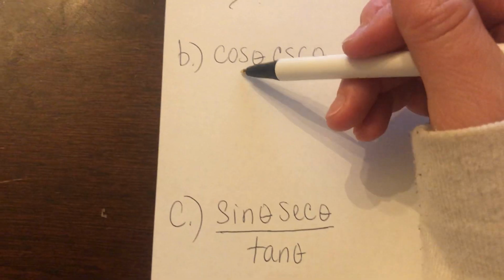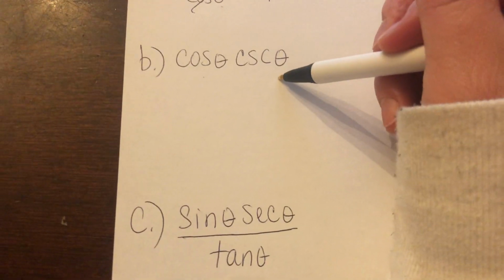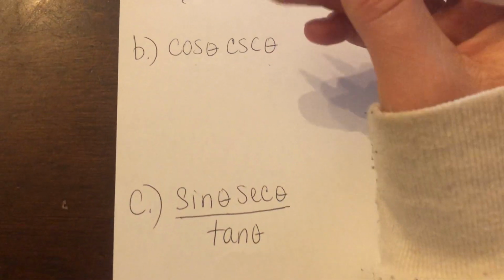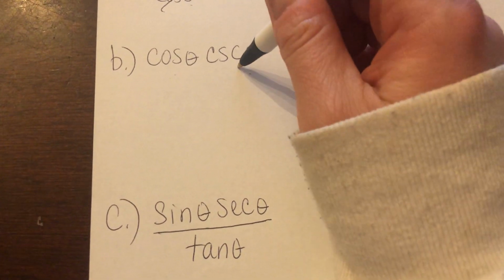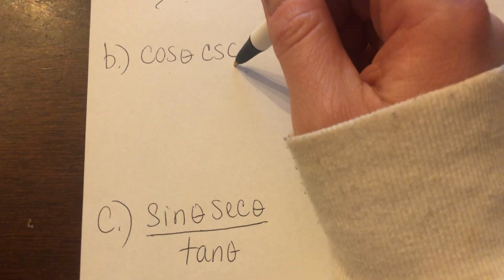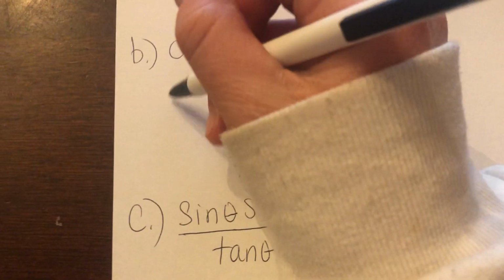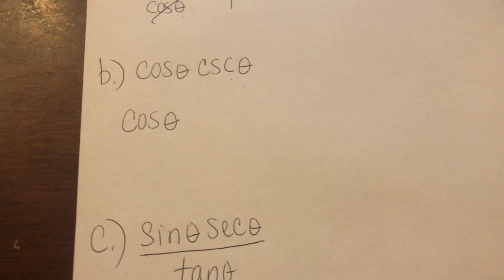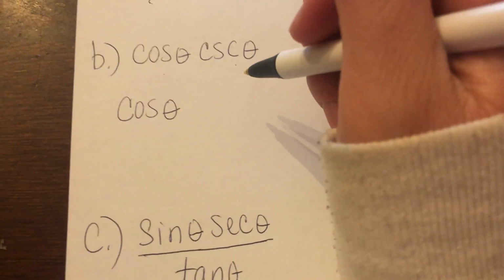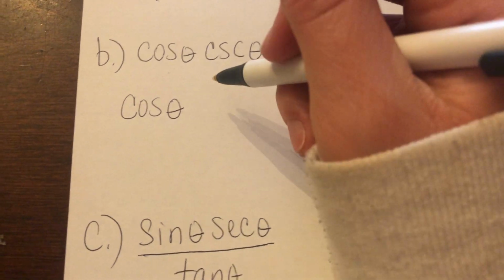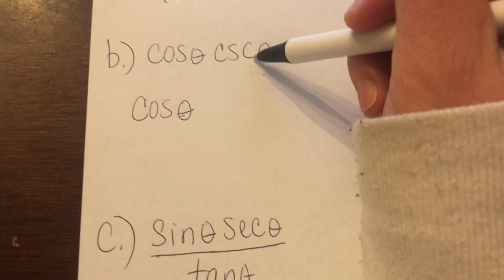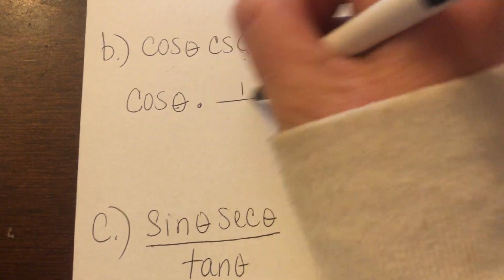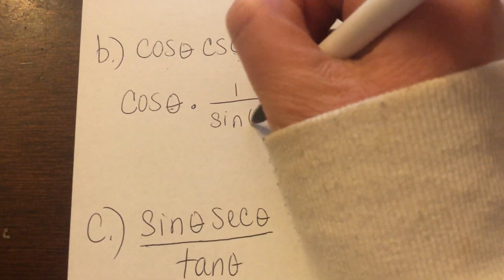This one, now I have a cosine theta times cosecant. Okay, so how can I rewrite cosecant? I'm going to leave cosine as is. Now there are different ways and different orders to do these. You've got to just work with them and you'll eventually figure out what's easiest. So cosine theta times, I'm going to rewrite this. This is the reciprocal of sine, right?